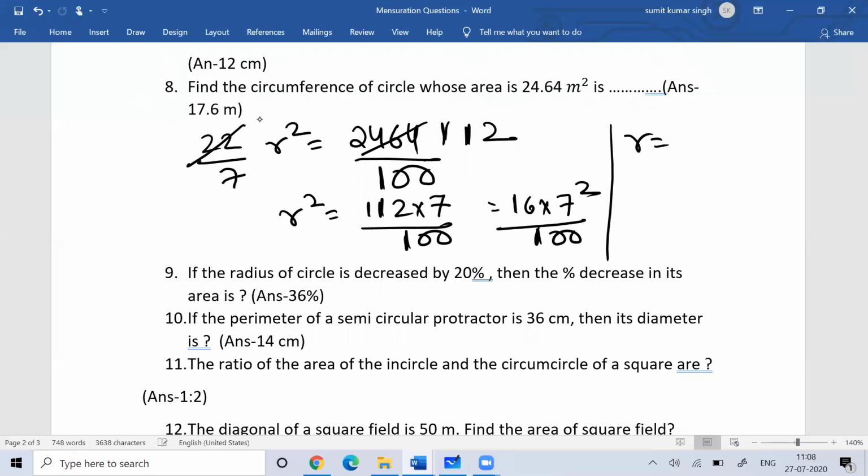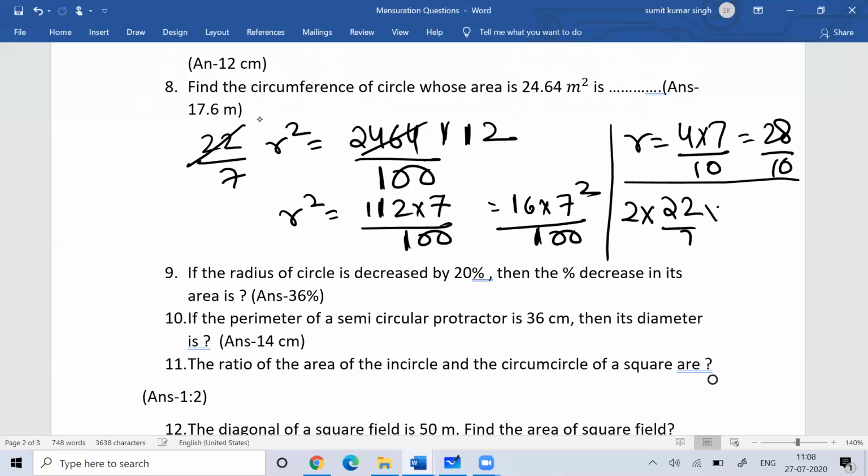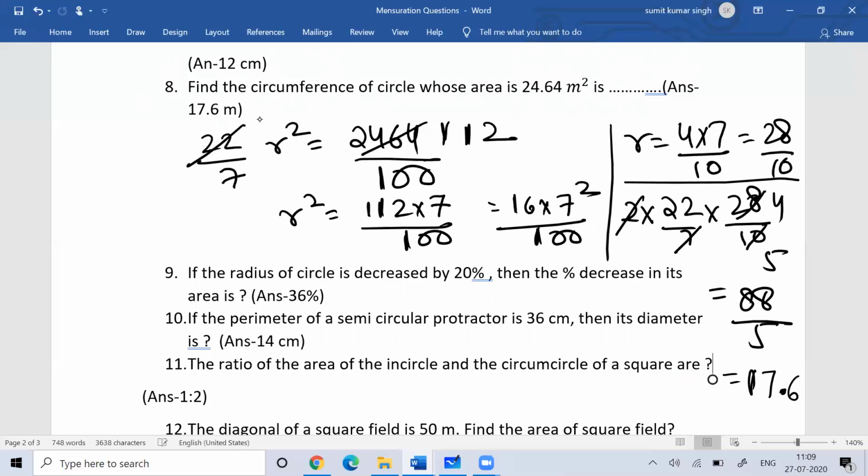So r square is 16 into 7 into 7 divided by 100. So what is the r value? r would be 4 into 7 divided by 10. Okay, so you will get 28 by 10 or 2.8. So what is the circumference? Circumference is 2 pi r. So 2 into 22 by 7 into 28 by 10. This is 4, this is 5. So you will get 88 by 5, which means 17.6.